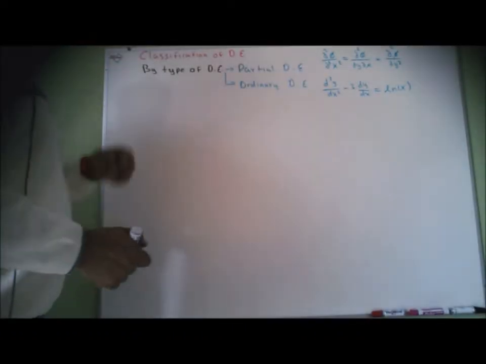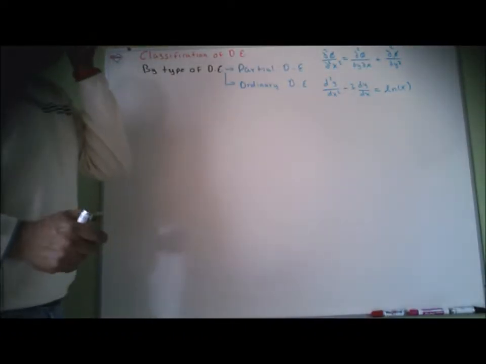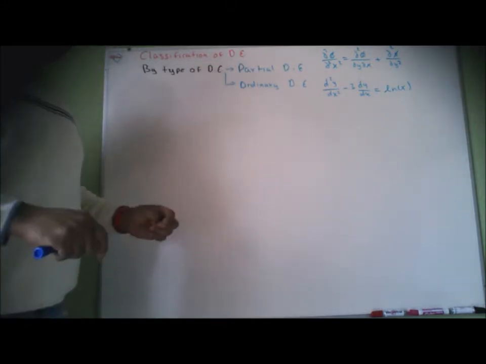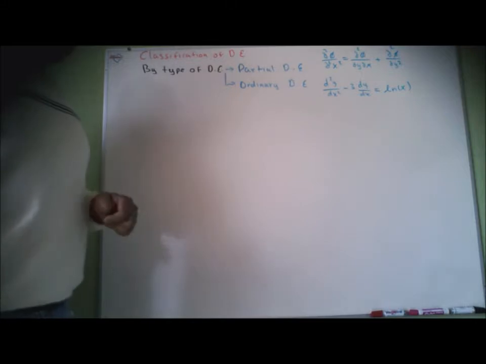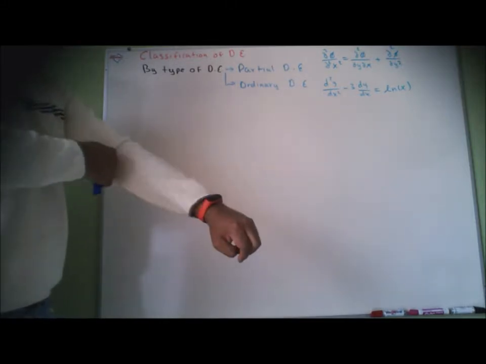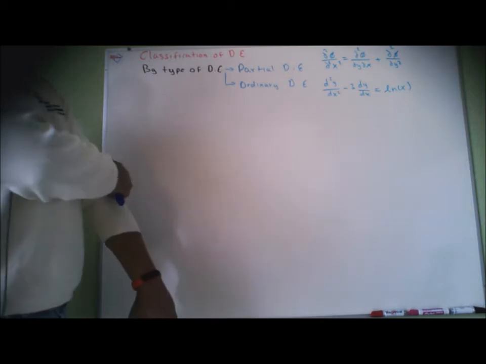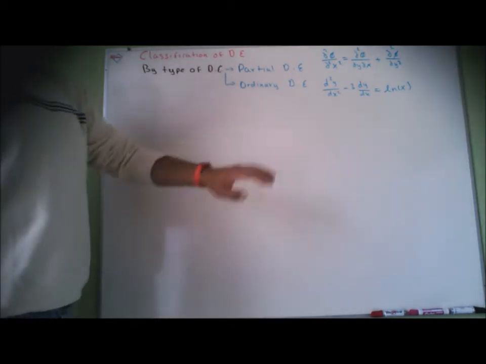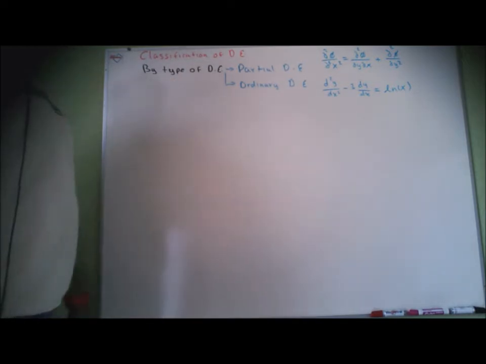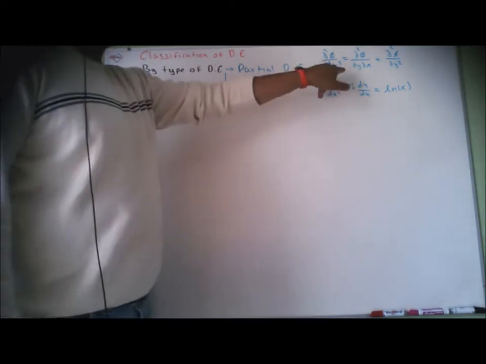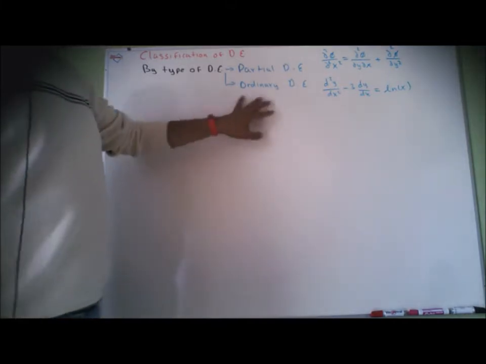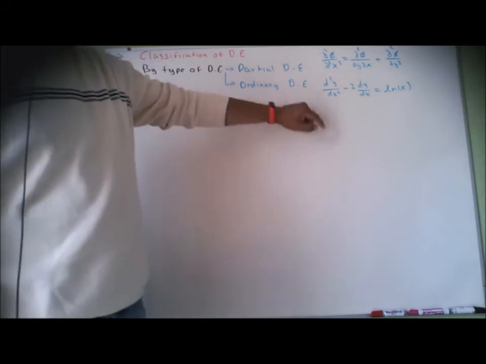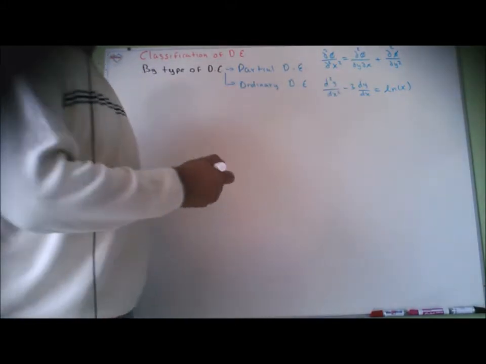Now let's see what is the classification of differential equations. This is important because the classification is going to tell us how difficult or easy it is to solve a differential equation. Let's start with the first classification. We have a partial differential equation and an ordinary differential equation. As the name says, the partial differential equation contains partial derivatives, and the ordinary differential equation contains derivatives of a single variable. Here y is a function of x.